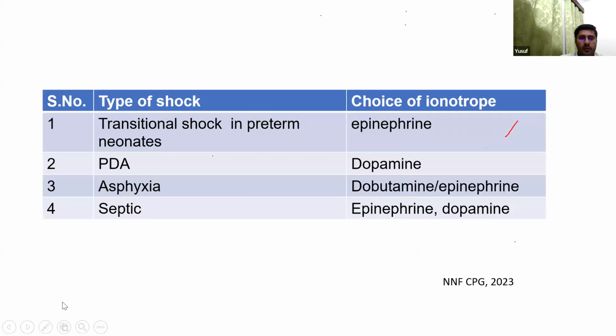So this is just a brief highlight of your NNF CPG guidelines. What are the choices of inotropes? They have given us a choice of inotropes in various types of shock. If there is a transitional shock in the preterm in the first 24 hours, they consider the choice of inotrope to be epinephrine. In PDA, we have discussed that it is dopamine. For asphyxia, it is dobutamine, and in a septic neonate, it is epinephrine.